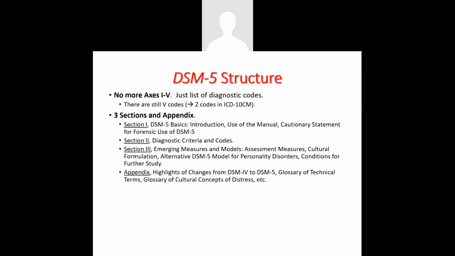The rest of the structure for the DSM is that there are 3 main sections and an appendix. Section 1 is just going to be kind of your introduction. Section 2 is where you're going to spend most of your time. That is going to be all of the criteria and codes for most of the diagnoses. Section 3 is going to be looking at some of the emerging measures and models. For example, you're going to see an alternate model for personality disorders, which has not yet been adopted but has been under consideration. You're also going to see some of those cultural and assessment layers in there. And then there's also an appendix that's going to highlight some of those changes, give you some terms, all of that part.